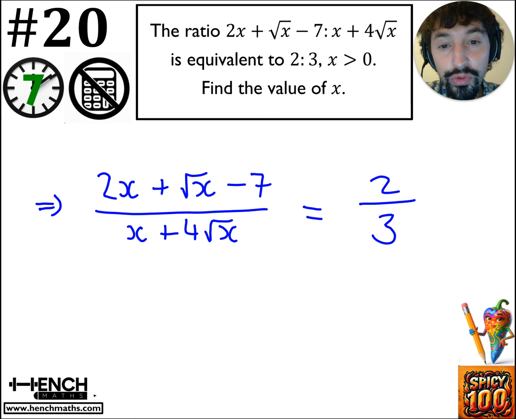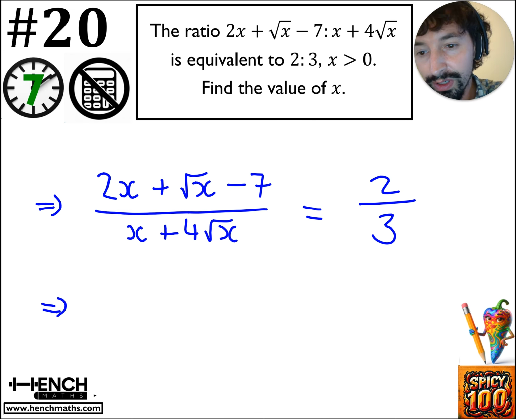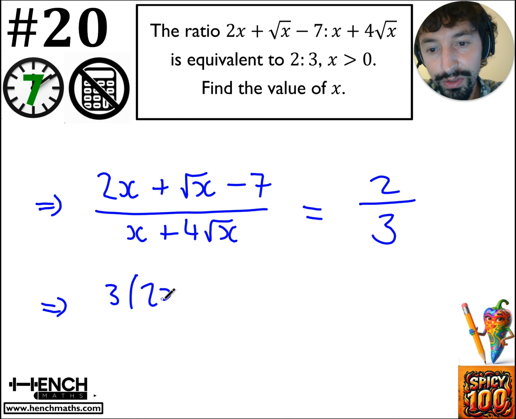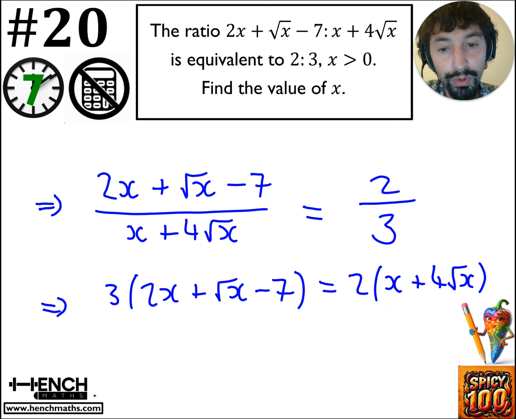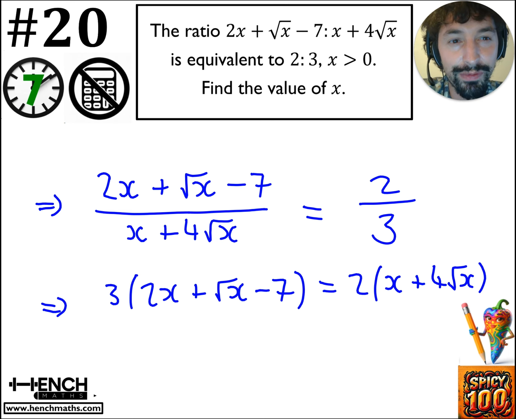We can now use cross multiplication. Whenever you've got two fractions equal to each other, you can get it all on one line, much easier to deal with. So if I said 3 multiplied by 2x plus root x minus 7, that would be equal to 2 multiplied by x plus 4 root x. So what I've done is I've multiplied the 3 over to the left hand side, and I've multiplied x plus 4 root x up to the right hand side. And now I don't have any fractions, and I've got some square roots. I've got something I need to rearrange, but that's generated a nice equation for us to work with.